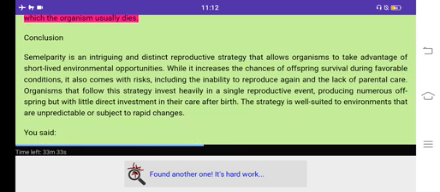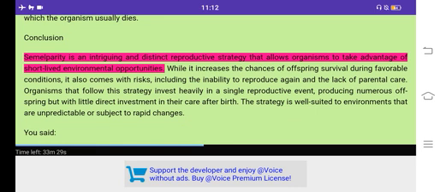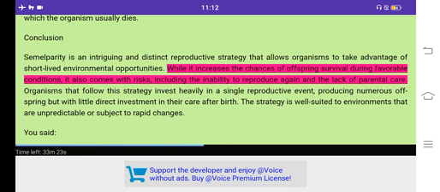Explanation. Semelparity is defined by the production of many offspring in a single reproductive event, after which the organism usually dies. Conclusion. Semelparity is an intriguing and distinct reproductive strategy that allows organisms to take advantage of short-lived environmental opportunities. While it increases the chances of offspring survival during favorable conditions, it also comes with risks, including the inability to reproduce again and the lack of parental care.